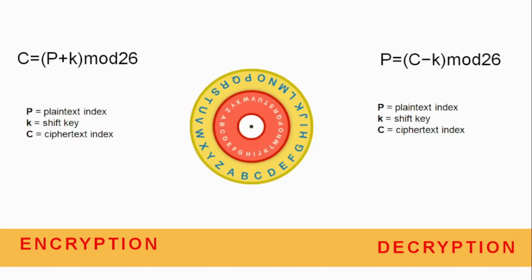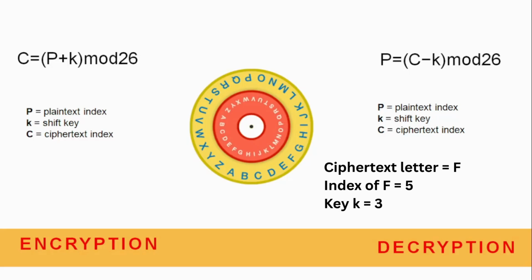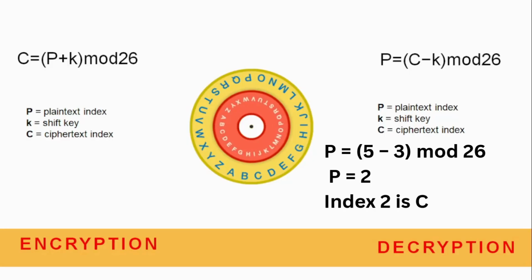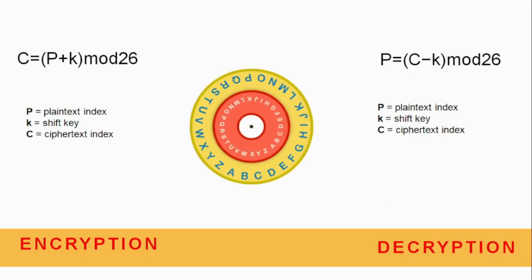To get back the original message, we use decryption, and the formula of decryption is P equals (C minus K) mod 26. For example, if the cipher text letter is F, the index of F is 5, and the key value is 3, so the P value is 2, and that is the index of letter C. So successfully we recovered the original plain text.